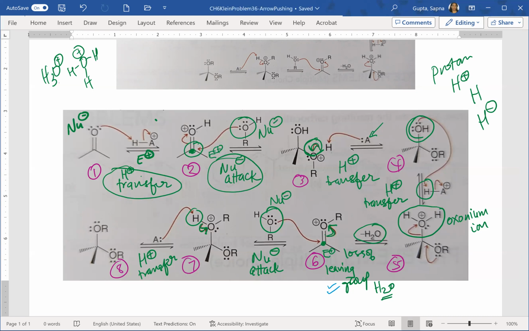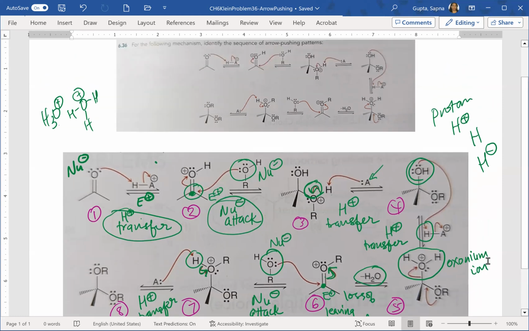So that is how mechanism works. And we talk like this also in class. So when I teach you all these things, I will just keep saying, here's a proton transfer, there's a nucleophilic attack, there's a leaving group going. These are the terms we use all the time. So kind of get used to it.